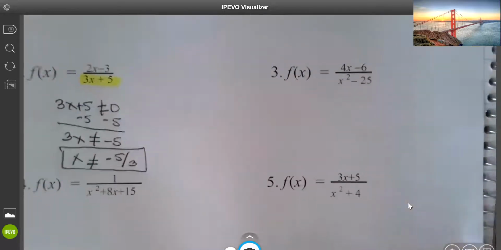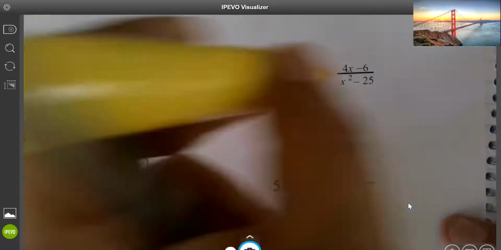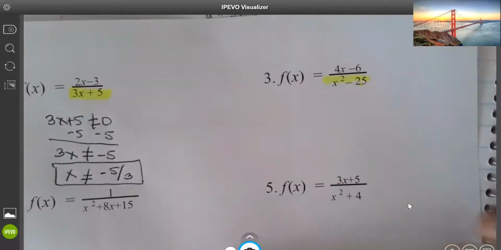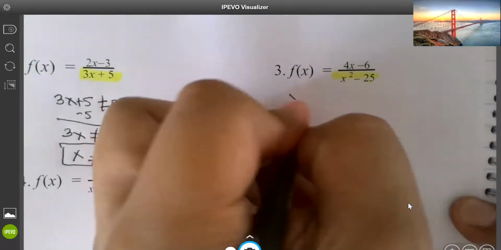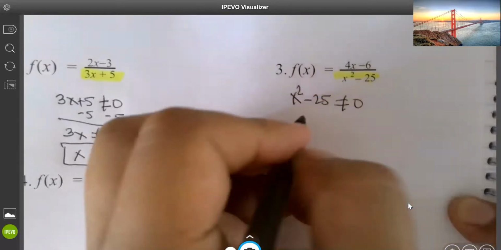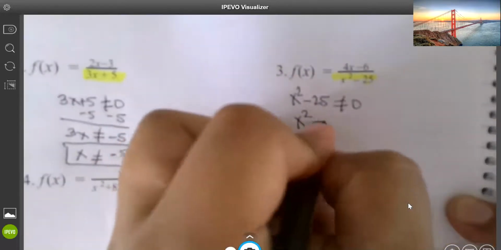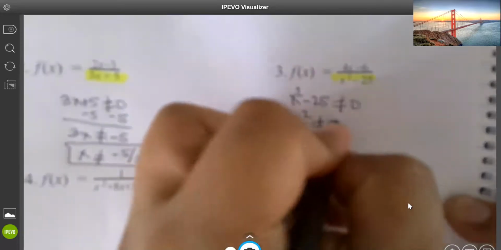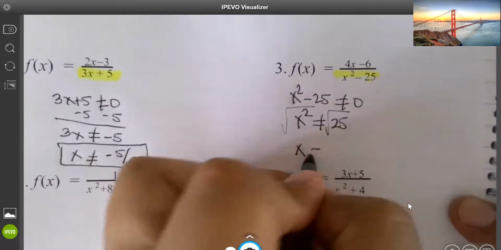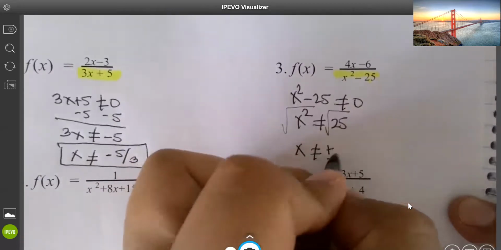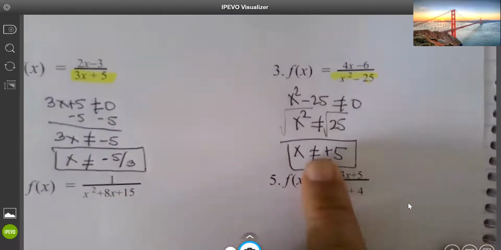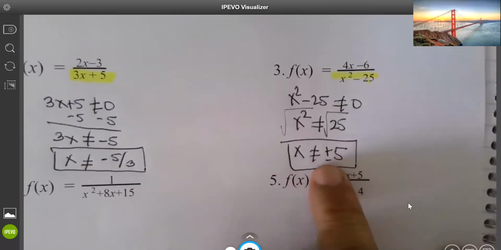Now here in number 3, the denominator is x squared minus 25. So this one is x squared minus 25 cannot be equal to 0. So that is x squared cannot be equal to positive 25. Get the square root of both sides. So I have x is not equal to positive or negative 5. Now this is the final answer. It cannot be positive 5 or negative 5.